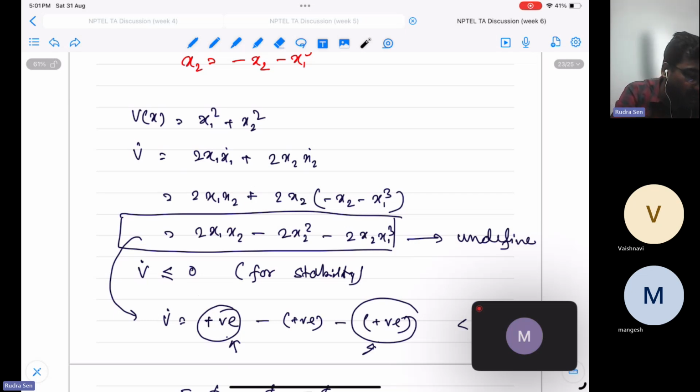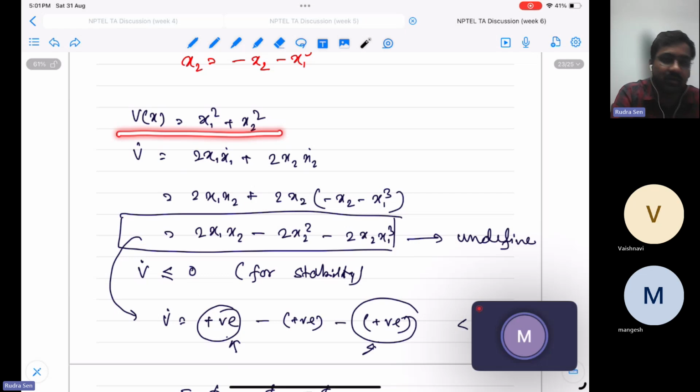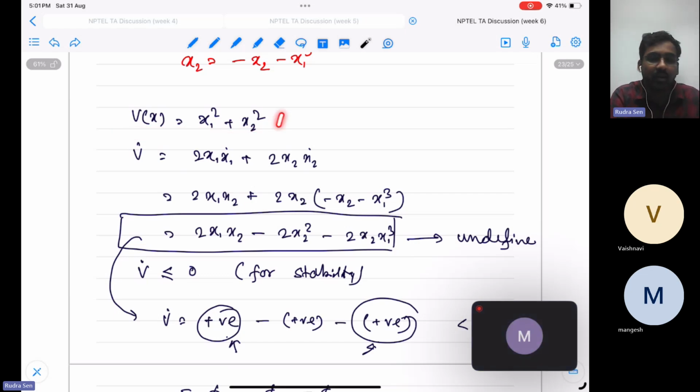That means if you cannot find any stability using this Lyapunov function, you cannot say that the system is not stable. No, this is basically a sufficient condition. If you get it, that means you can say the system is stable. If you do not get it, that means it is possible there exists another Lyapunov function by which I can find out the stability of the system.